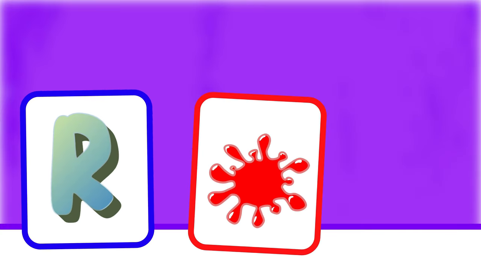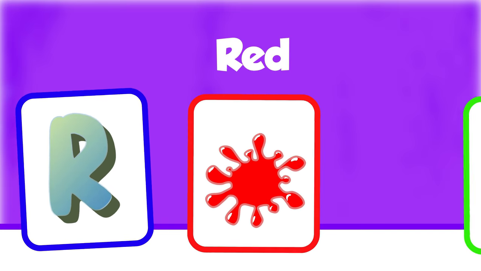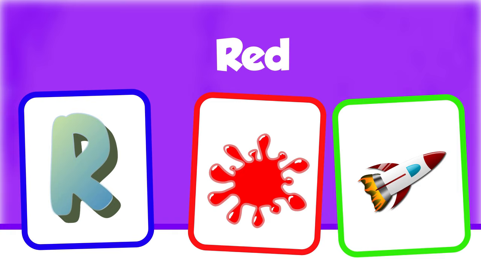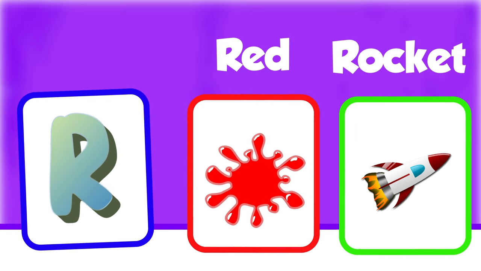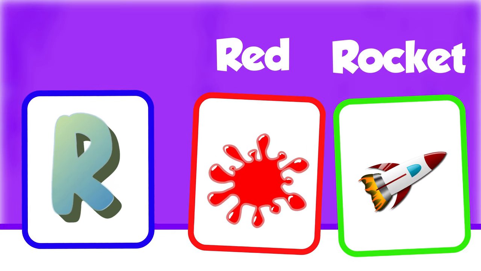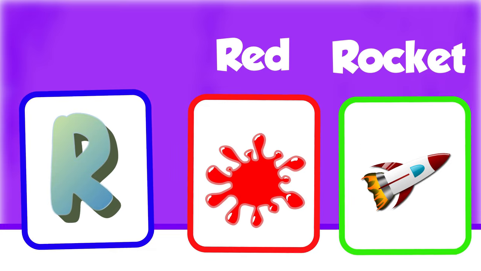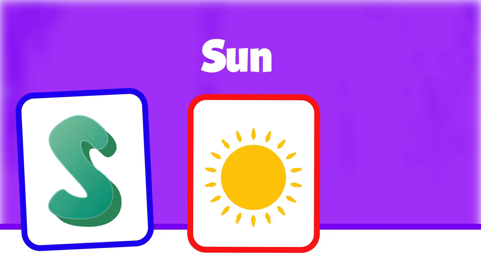R is for red, r, r, red. R is for rocket, r, r, rocket. R is for r, r, r, r, red. R is for r, r, r, r, rocket.